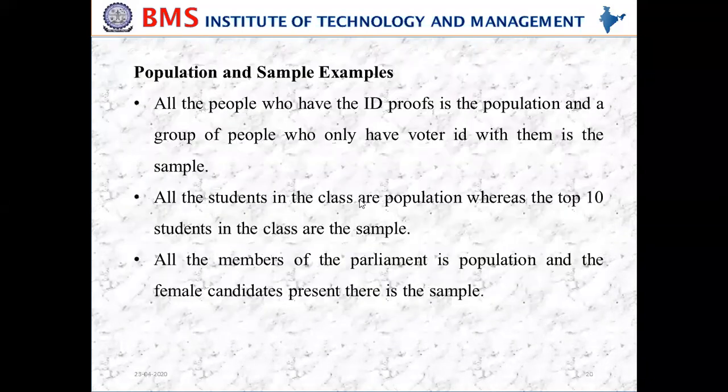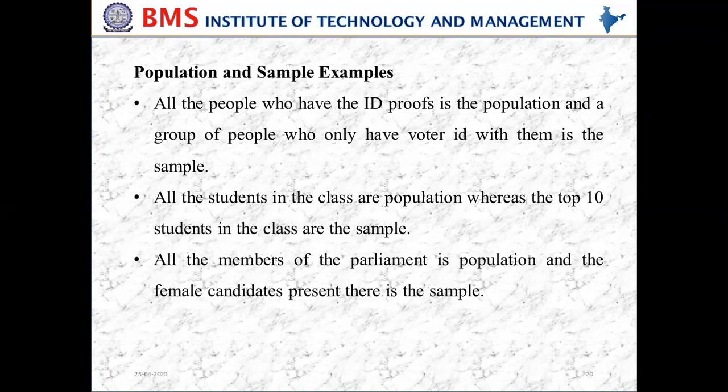If you look at this, all the people who have ID proofs are the population. This is called population data. You may have a voter ID, a PAN card ID, or an employee ID, any ID. The people who have ID proofs are the population data.